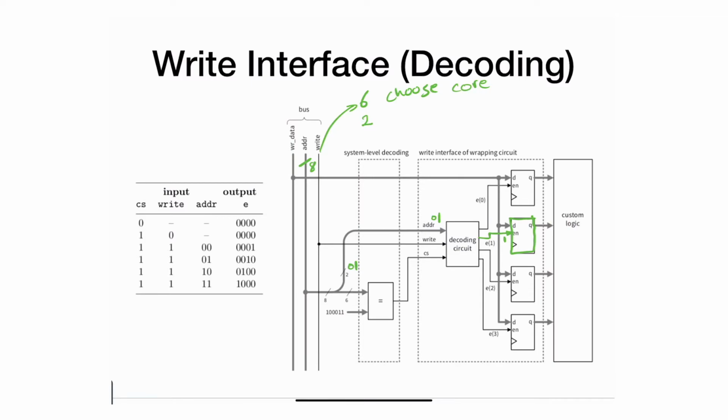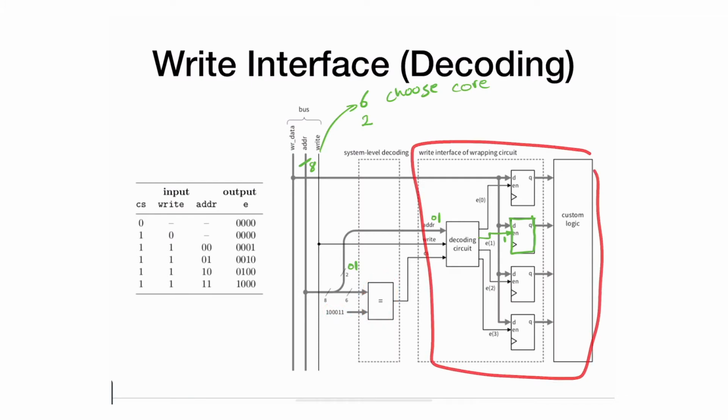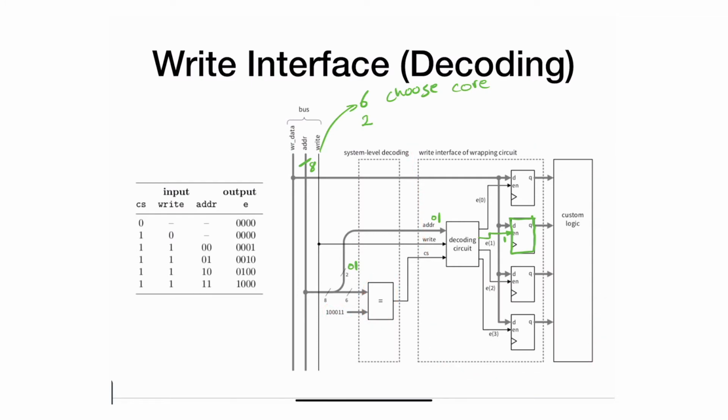Okay, so let's talk a little bit about these 2 signals. The system level decoding took the most significant 6 bits and figured out that this is the core I'm trying to get to out of the 64. It issued a chip select into it, and the write signal. And again, the write signal is issued to all of them. It's broadcasted to all subsystems.